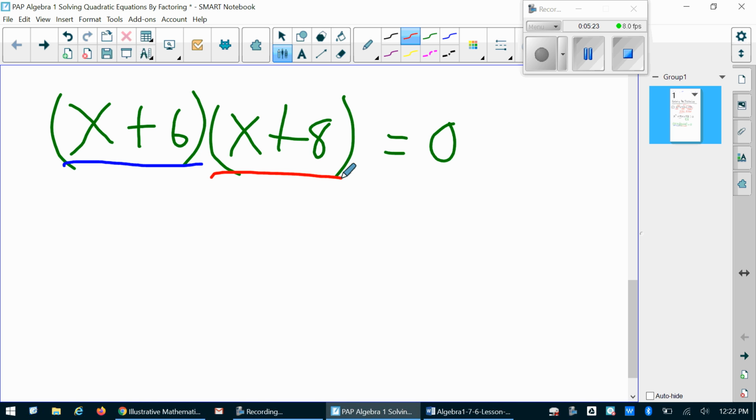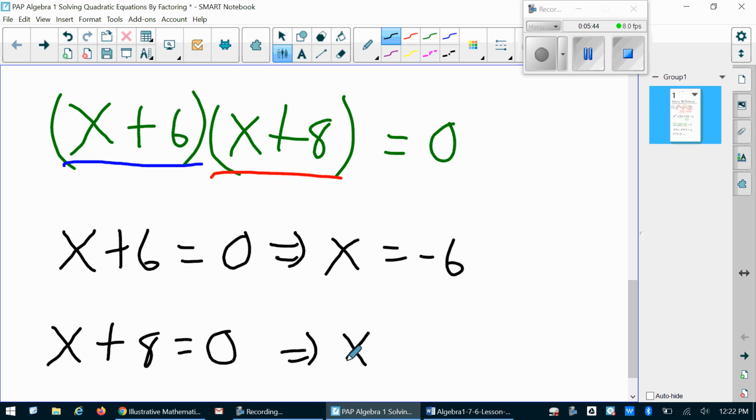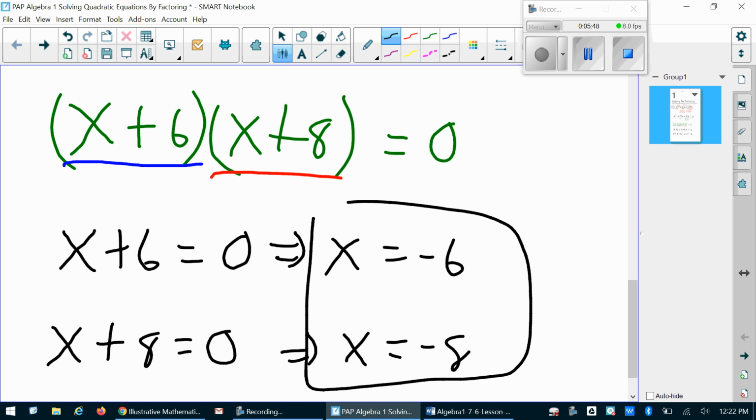But if you want to be a little more concrete, and we'll do this on the next example, just go ahead and set both of those factors equal to 0 on their own and solve those small equations. If I solve these, I get x equals -6. And on this one, I get x equals -8. And those are my solutions. All right.